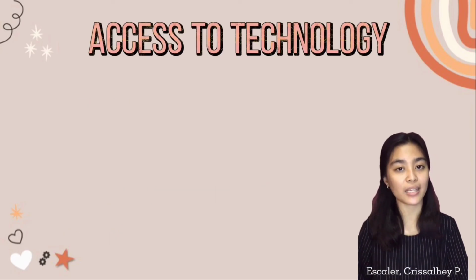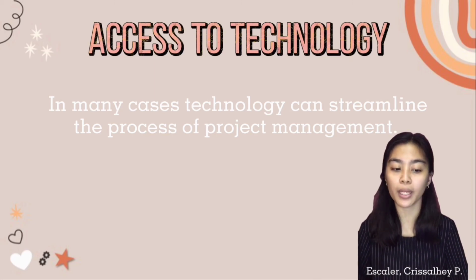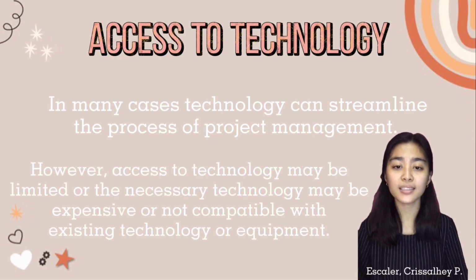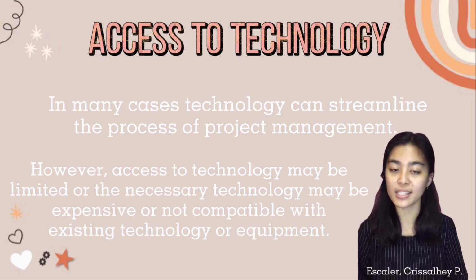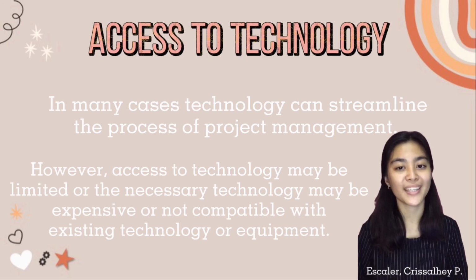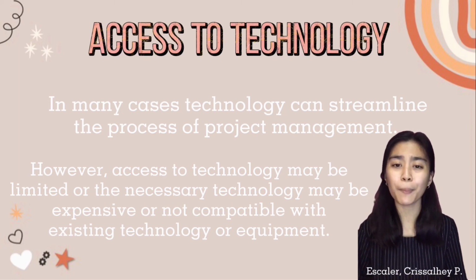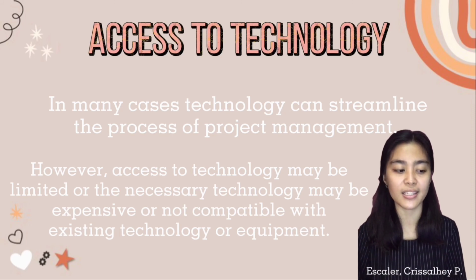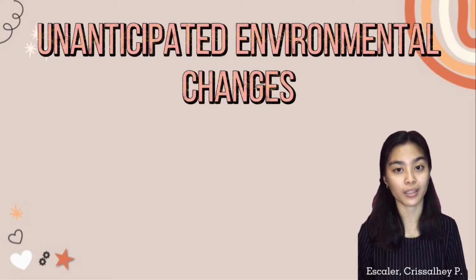So the third one is access to technology. In many cases, technology can streamline the process of project management. However, access to technology may be limited or the necessary technology may be expensive or not compatible with existing technology or equipment. In addition, even when technology is available, training may become an issue and can create delays and added expense for projects. The last one is the unanticipated environmental changes.